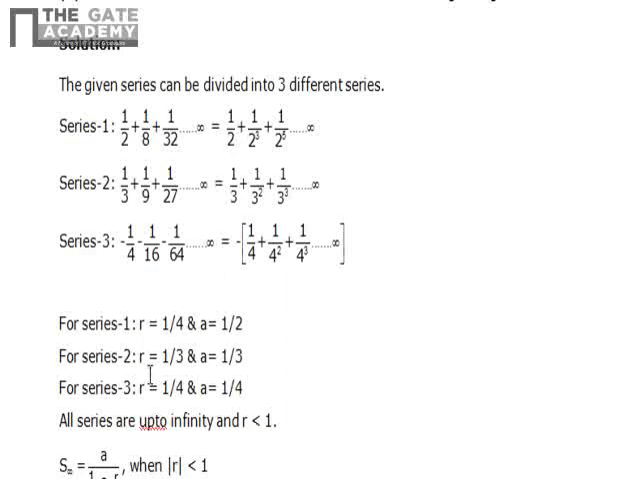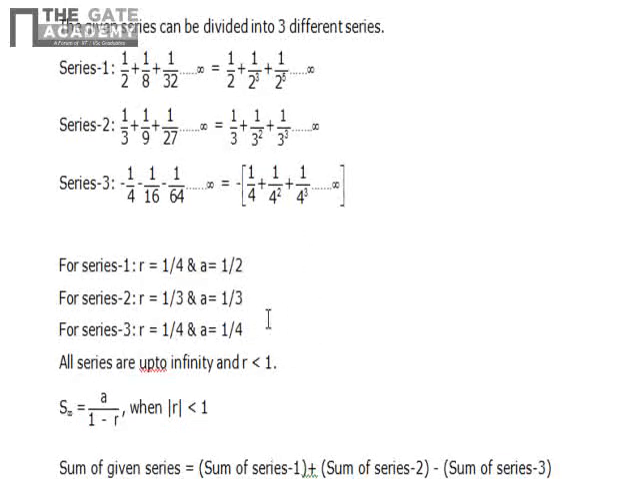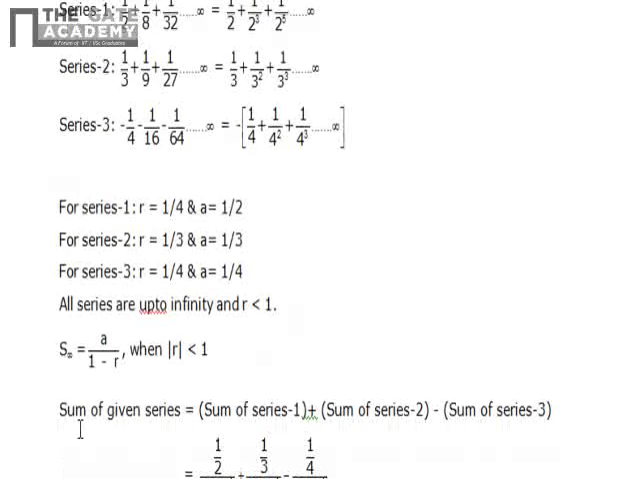For the second series, the value of r will be 1 by 3 and the value of a is 1 by 3. For the third series, r is equal to 1 by 4 and a is equal to 1 by 4. I think you are very much clear how we are finding the r. R is this term divided by this term. So now we have a and r for every series, and we know that every series is up to infinity. Then we have to use the formula for the sum to infinity, a upon 1 minus r, and here r is less than 1 in each case.